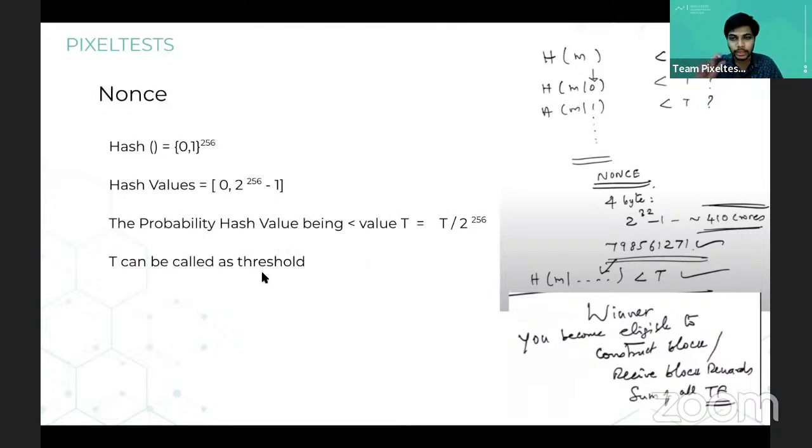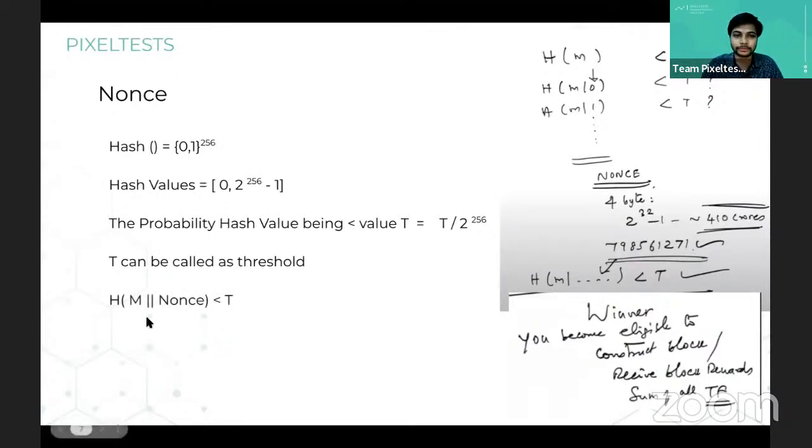So T is called a threshold. Now this threshold is something that auto adjusts. We'll talk about threshold in our upcoming sessions. Right now we'll try to understand more about nonce. This particular session is specifically helping you understand this nonce, right?